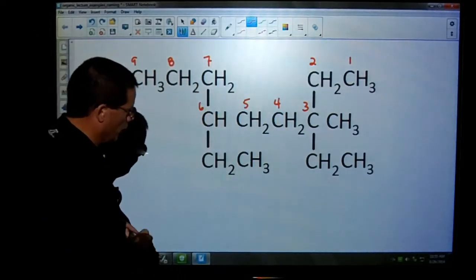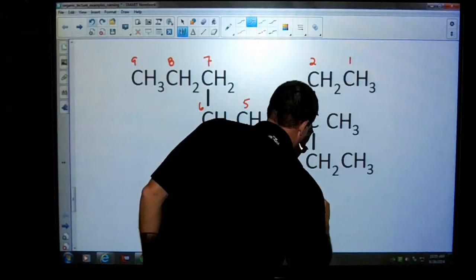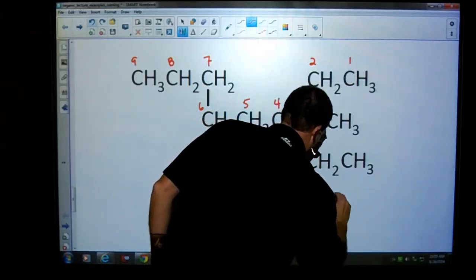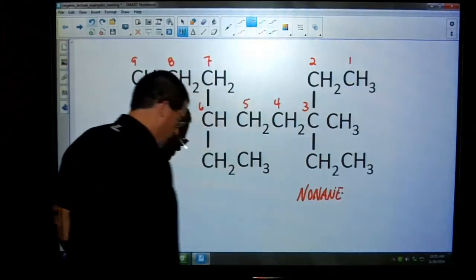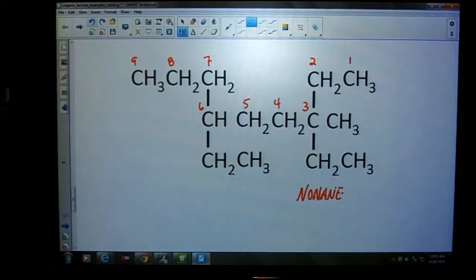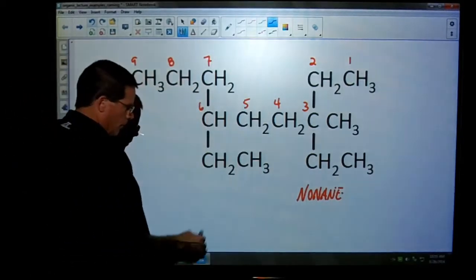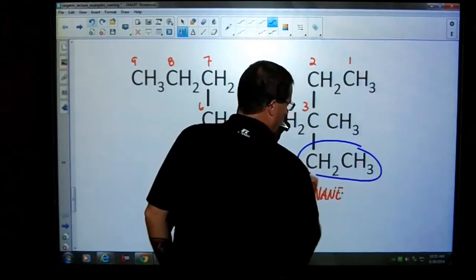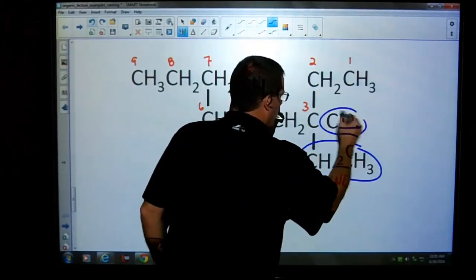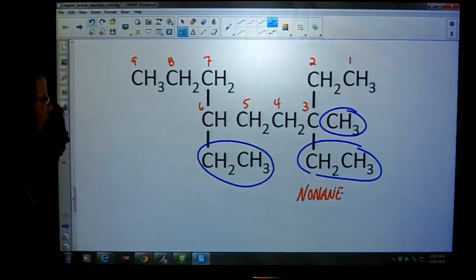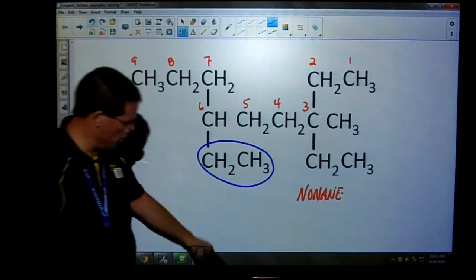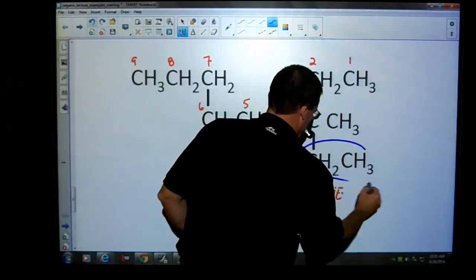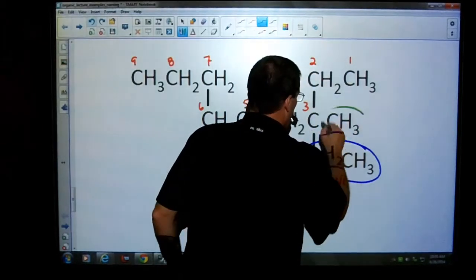Okay, so we still have our nonane. And again, our groups. Here we have an ethyl group here, an ethyl group here. So we actually have two ethyl groups and our methyl. So what we'll do is, actually let's zap that one. That's an ethyl, and here's a methyl.